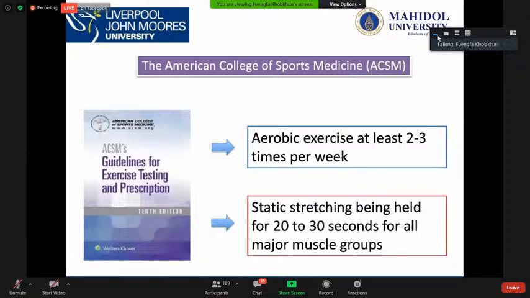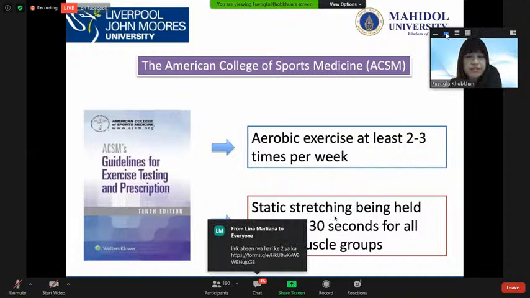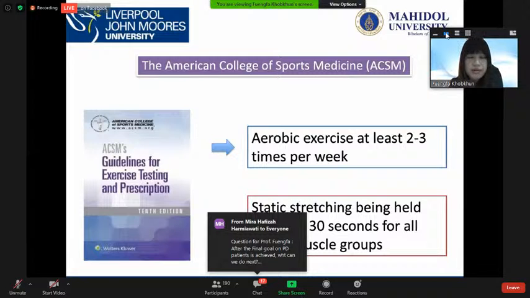For the first question, you asked me to give an example of the dose of training in Parkinson's disease. I would refer to the ACSM guidelines for exercise testing and prescription in Parkinson's disease. They suggest that you should do aerobic exercise at least 2 or 3 times a week, and for stretching, you should hold 20 or 30 seconds. I take this information into my research also. And then I suggest about the dose or repetition.